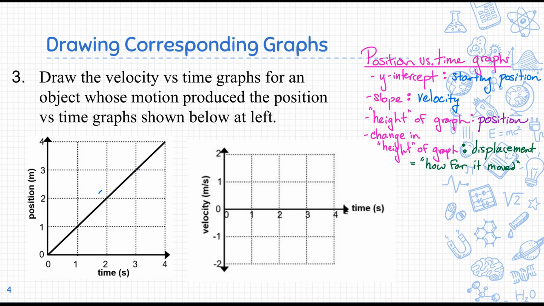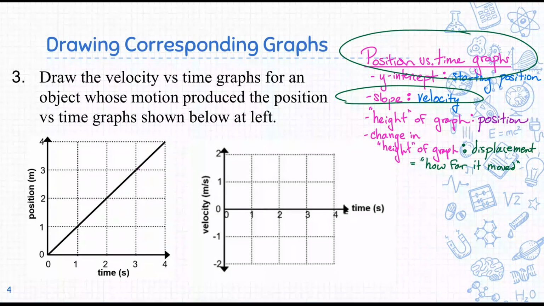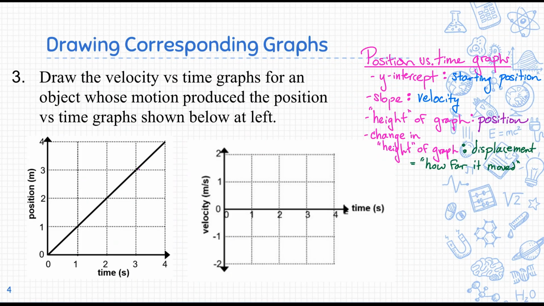All right, so now we're going to create a velocity versus time graph. And if you remember, our velocity is just the slope. Now, I want to make sure that we're focusing on the fact that this is a position versus time graph. This only works on a position versus time graph. So the slope of a position versus time graph is my velocity.